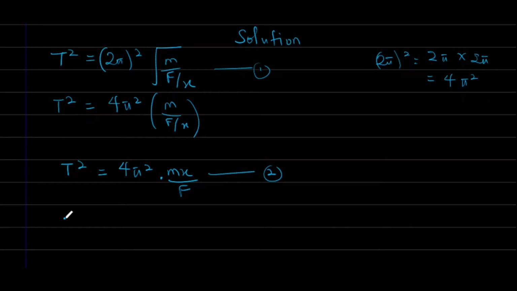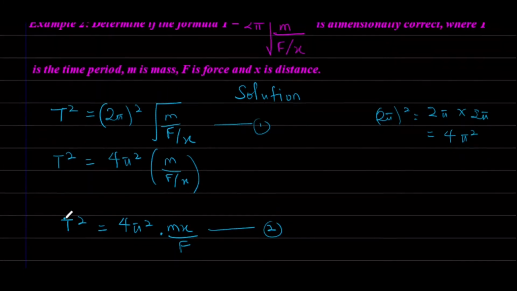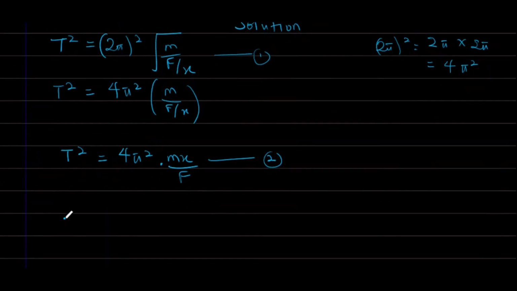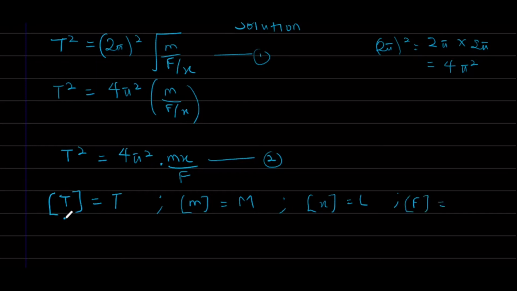Now, to solve this question, since the question did not specify whether we should use dimension method or base unit method, we can use any of the two. So I want to use dimension method to solve this. That means I need to solve for the dimension of period. The dimension of period is capital letter T, while the dimension of mass is M. Dimension of distance is L, and dimension of force, we have discussed that it is MLT raised power minus 2.